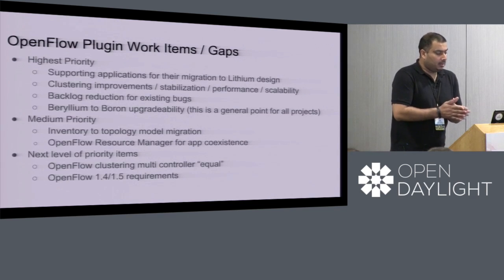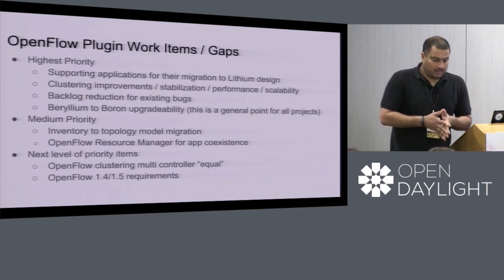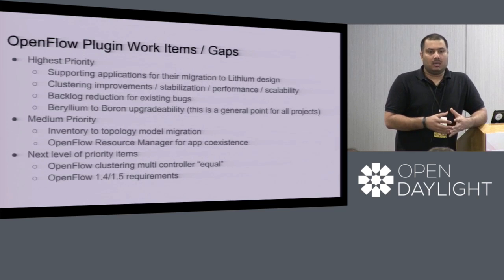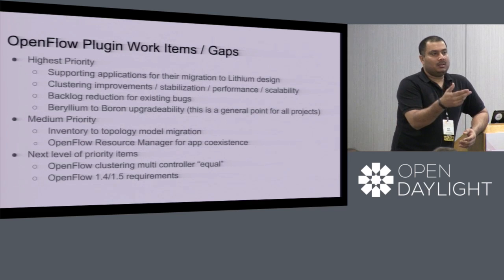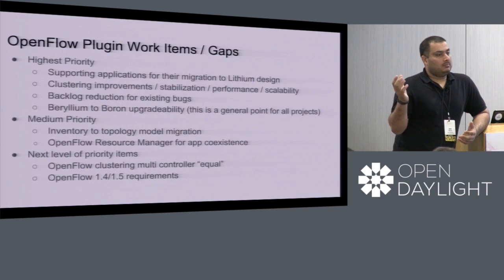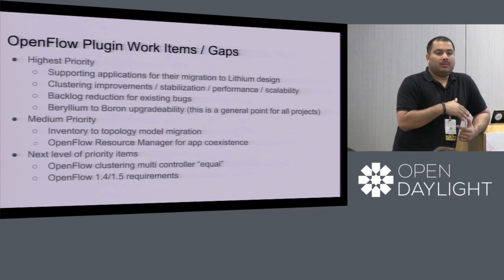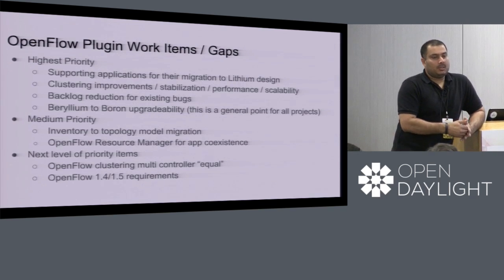Then the medium priority: inventory to topology migration. From the plugin side, there is not much work involved here. As far as moving from inventory to the topology model we have right now in the plugin, that is basic, and that topology model is basically expired. We have a new topology model that is a bit more sophisticated. So inventory to the old topology model, that migration is pretty straightforward, and there is no major chunk of work there. But old topology model to the new topology model, that's where there is a bit of work.